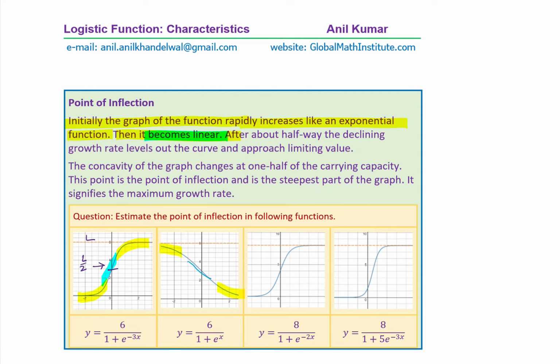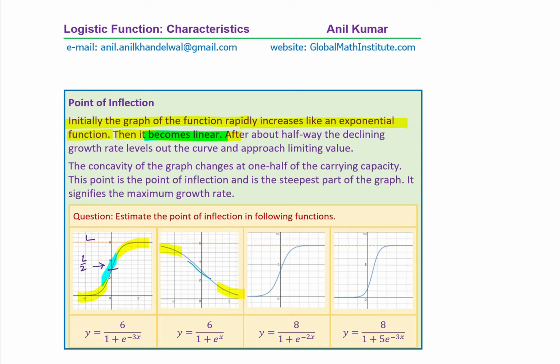Now, after about halfway, the declining growth rate levels out the curve and approaches a limiting value, right? So that is what we're trying to say. The concavity of the graph changes at one half of the carrying capacity. This point is the point of inflection and is the steepest part of the graph. It signifies the maximum growth rate.